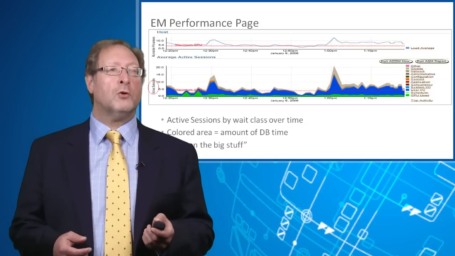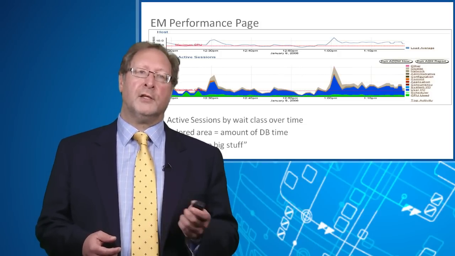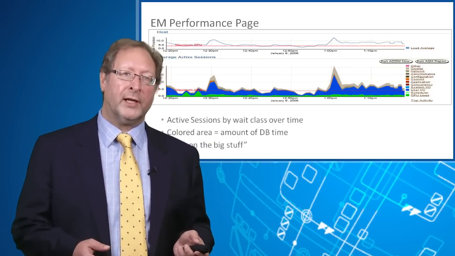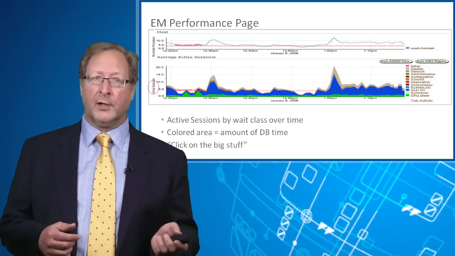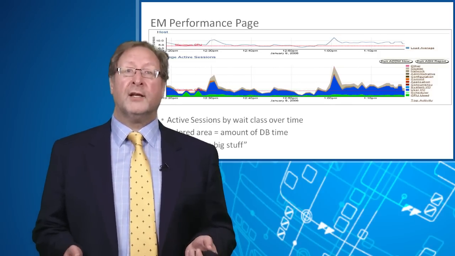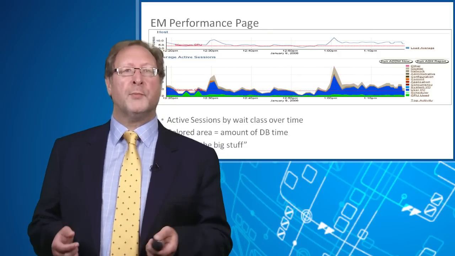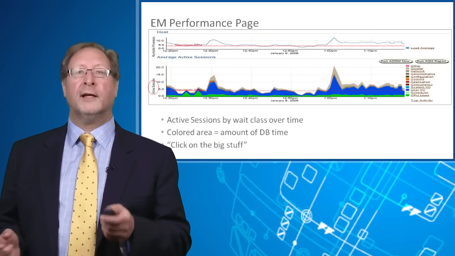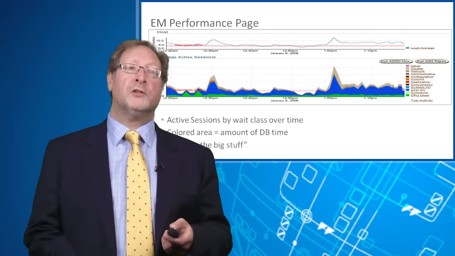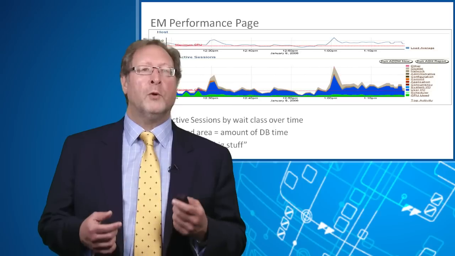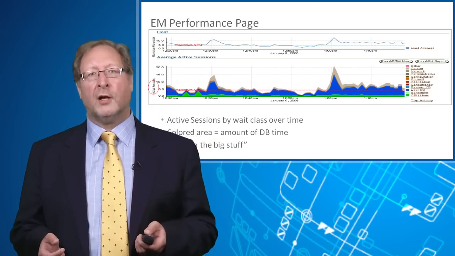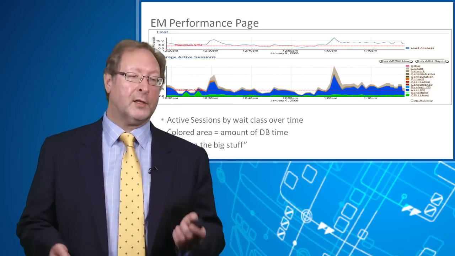And the way that we talk about using these performance pages for analysis and diagnosis is: click on the big stuff. That's where all the database time is being spent. And remember, we're trying to improve performance, which is reducing database time. We can reduce database time much more effectively if we look at where there are big chunks of it.